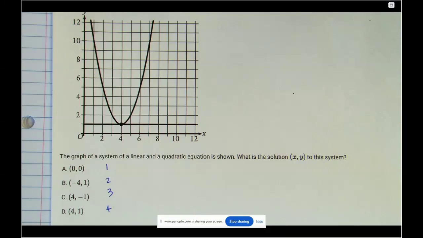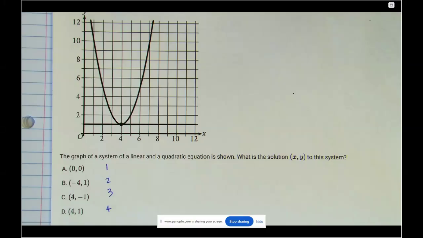Okay, so I got a couple different ones here. I saw a 1 and a 3, but it's 4. Because look, they even put the dot on there for you. You don't even have to guess. This is 4, 1. Not -1. -1 would be below the axis down here. It's not 0, 0. 0, 0 would be here. There's not even graph there. Where do they cross? They cross at 4, -1.